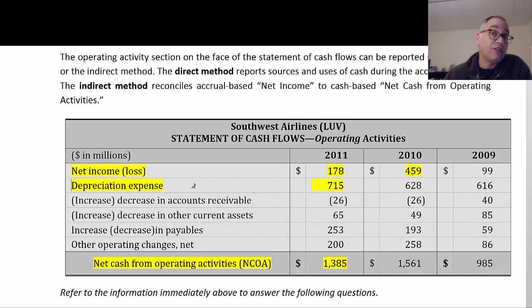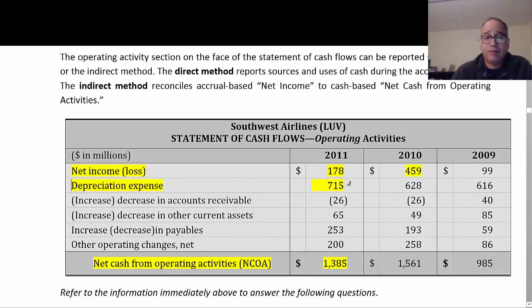So even though we only had $178 million in income, one expense in arriving at that income was depreciation expense, $715 million. We didn't pay depreciation expense because you don't pay for depreciation expense. Depreciation expense is the distribution of the cost of a long-lived asset over the periods benefited from that asset. That's all it is, but it's not actually paid for. The payment occurs when you buy the asset. That's an investing activity. Anyway, so we add back depreciation.